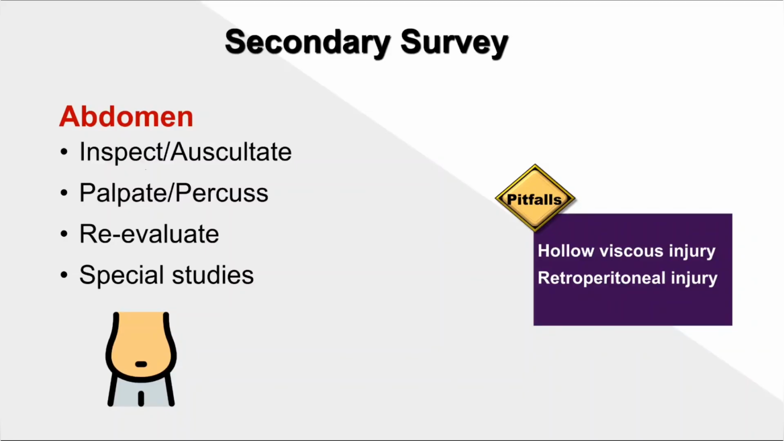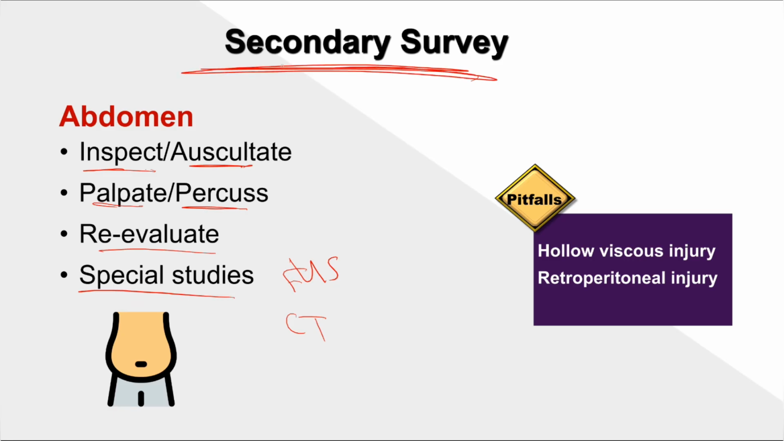In the abdomen, you inspect, auscultate, palpate, percuss, re-evaluate. Special tests might be used. Apart from ultrasound of the abdomen, you may need it in the secondary survey. If you are having a stable patient, you may need a CT scan or a CT scan with contrast.